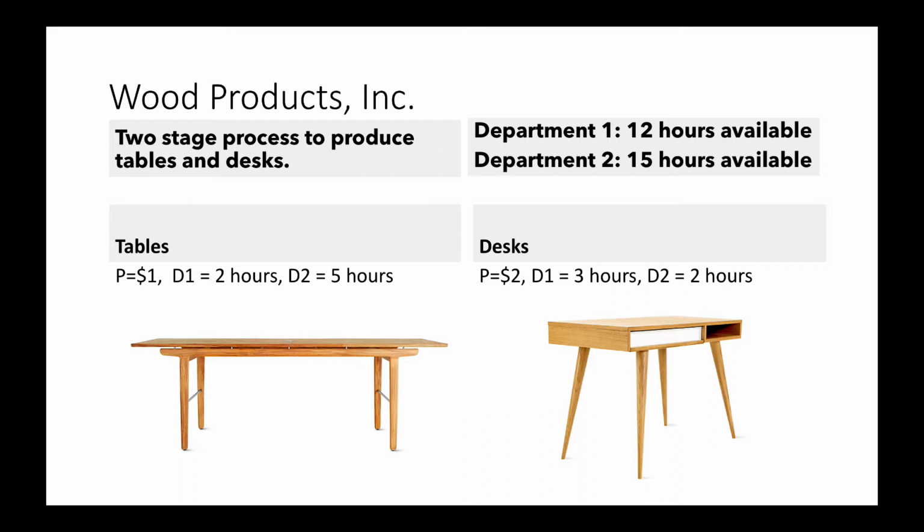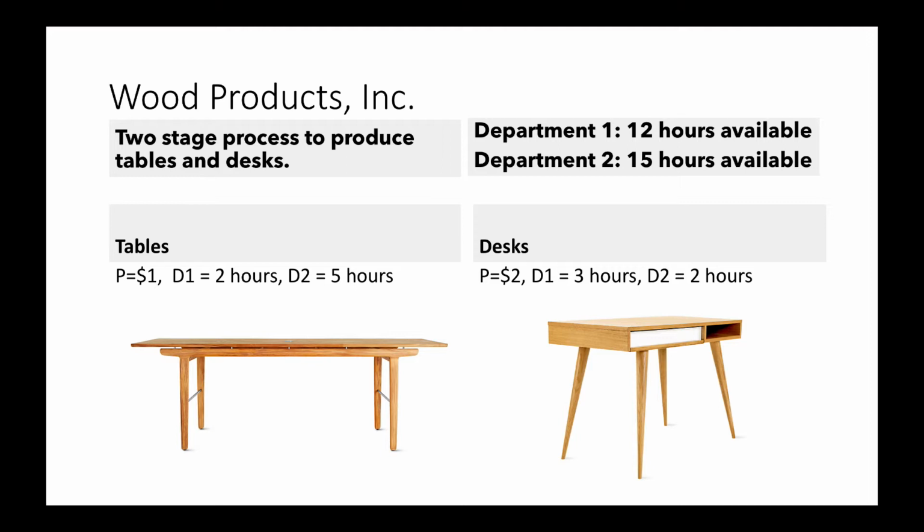The products are sold at a profit of $1 for each table and $2 for each desk. In Department 1, it takes 2 hours to process the wood for a table and 3 hours to process the wood for a desk. In Department 2, they use 5 hours to make a table and 2 hours to make a desk. In this production period, Department 1 has 12 available hours and Department 2 has 15 available hours. The question is, how many tables and desks should be produced in this production period to maximize profit?